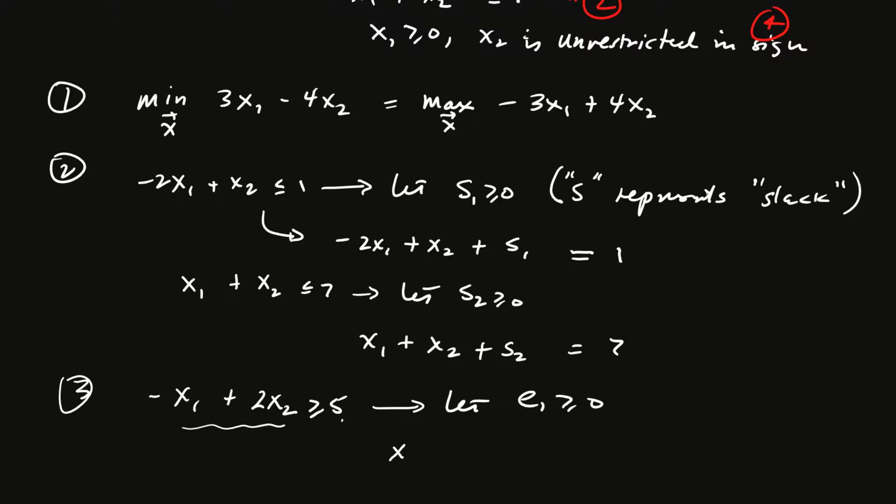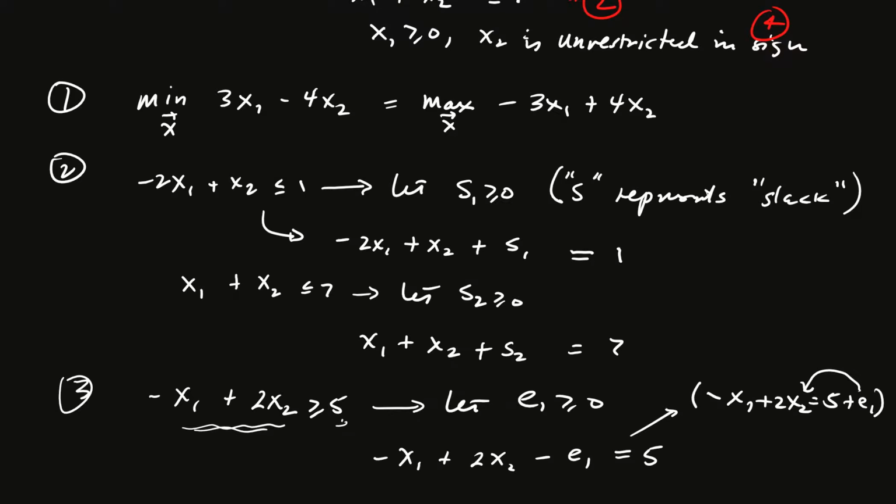So we'll write minus x1 plus 2x2 minus e1 is equal to 5. Now why is that minus there? Because e1 is going to be the excess between this side and this side. So another way you could think of it is minus x1 plus 2x2 is equal to 5 plus e1, and then I'm bringing the e1 over to the other side. So that's another way to think about why that's minus.